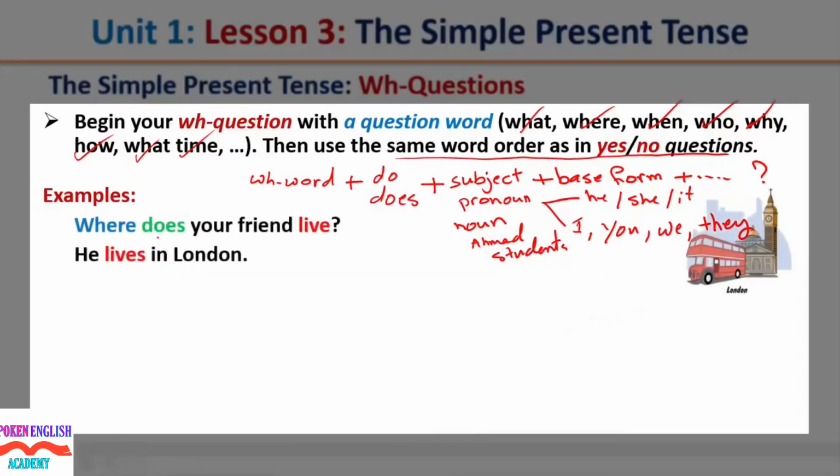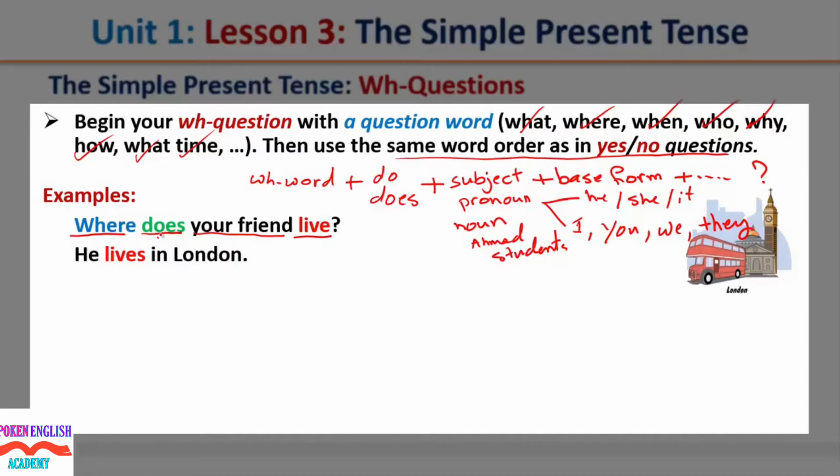Where does your friend live? Notice here that this question starts with the question word, followed by does, followed by the subject, a singular noun, followed by the base form of the verb. Where does your friend live? The answer: he lives in London.